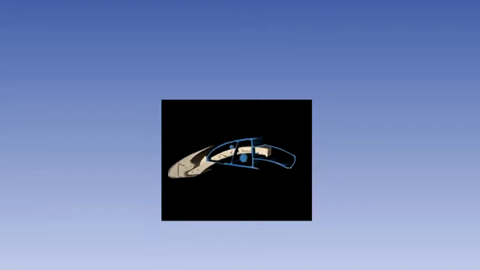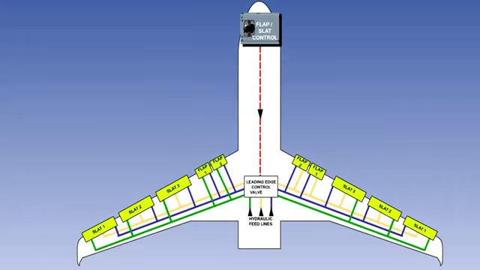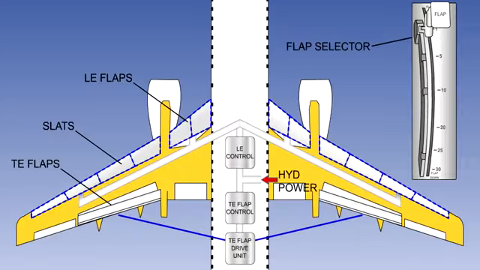Slats are sections of the wing leading edge that extend forward to an intermediate position to form a sealed leading edge. Or they can extend fully, forming a slotted leading edge, depending on the trailing edge flap setting. The leading edge flap or slat extension sequencing varies with aircraft type.